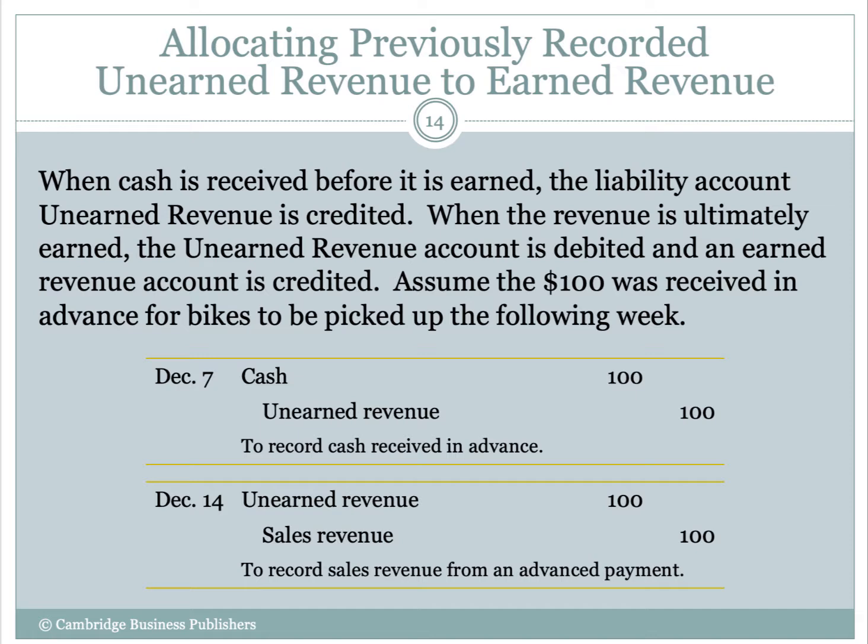A week later we provide the service, or a week later somebody comes to pick up the bike. What's the adjusting entry? Well, remember, we need to debit a liability, credit revenue. Specifically, whenever we hand over that bike or we complete that service, we're going to debit the liability, unearned revenue. We're going to credit sales revenue. And the explanation here is that we're recording sales revenue from an advanced payment.